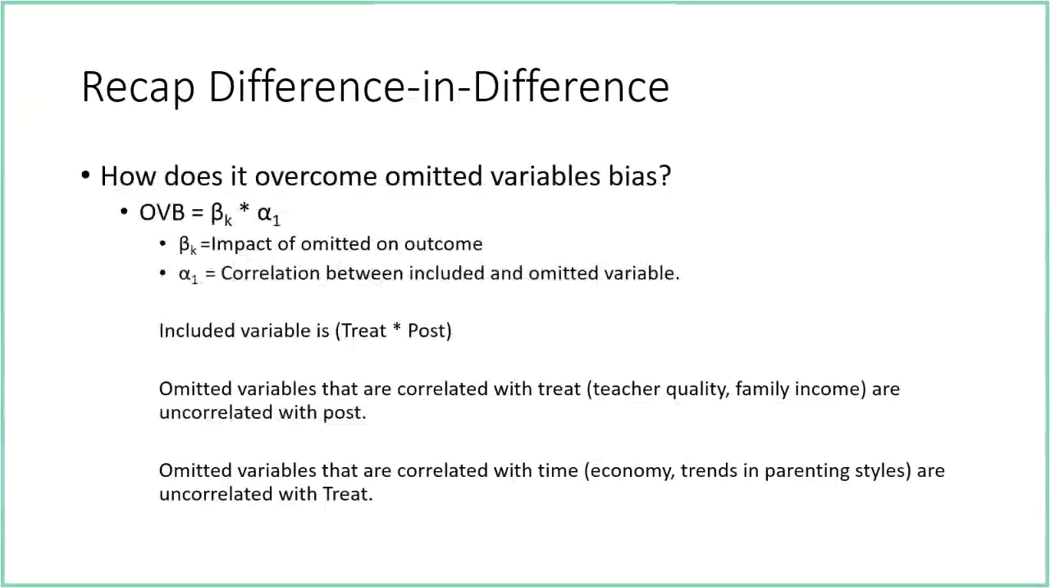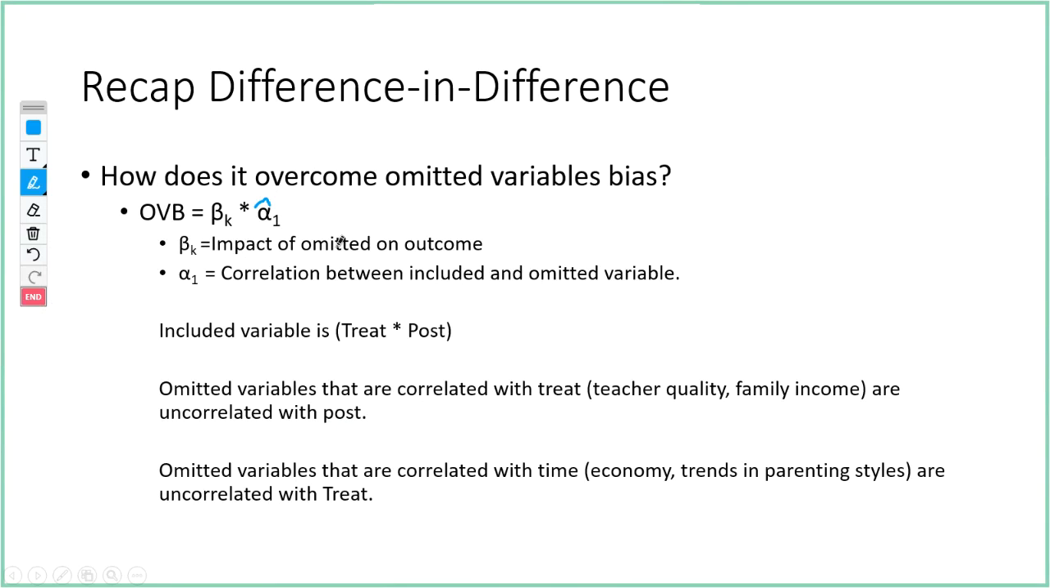How does difference in differences overcome omitted variables bias? It's a little subtle to see, but we'll talk about it right now. Our normal formula for omitted variables bias is that omitted variables bias is beta k times alpha 1, or maybe that should be alpha 1 hat. I'll go ahead and put a hat on it, because that's the way we normally talk about it in class.